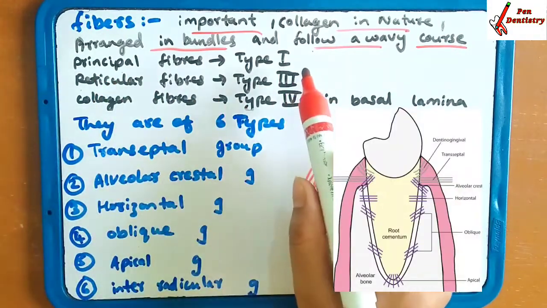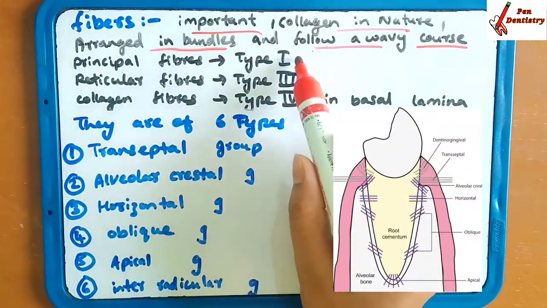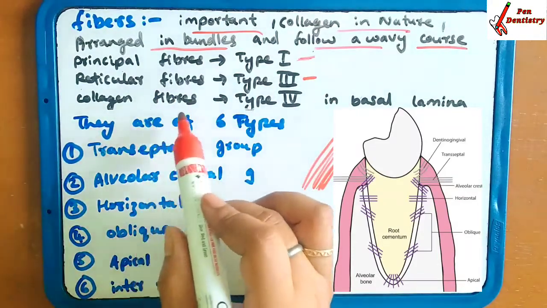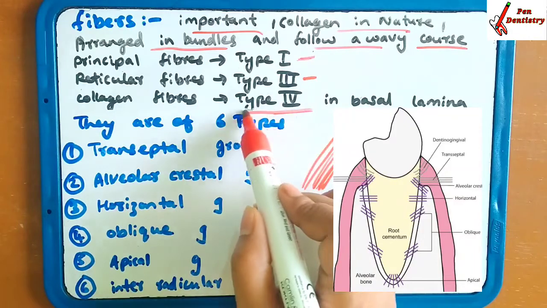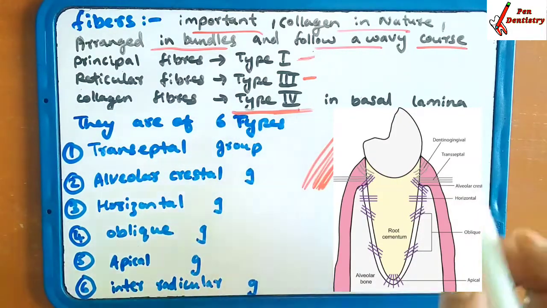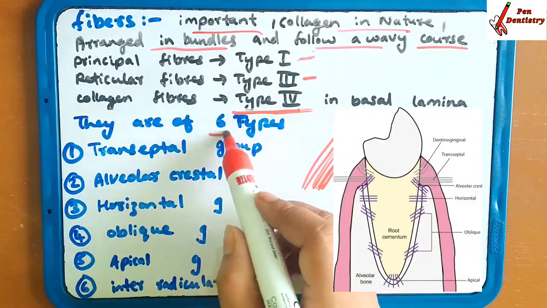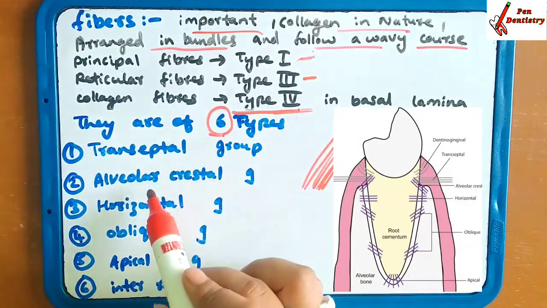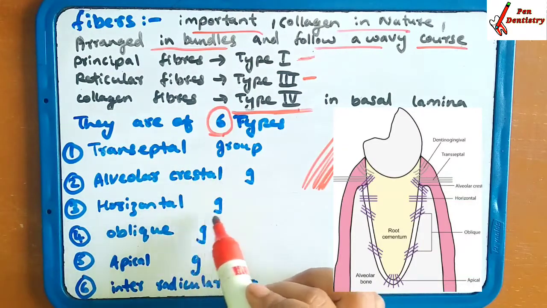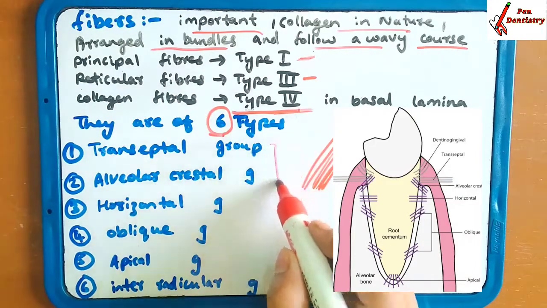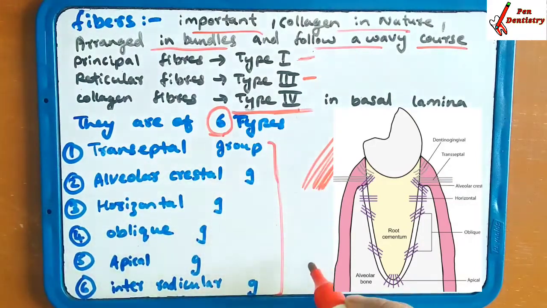Type 1 is principal fiber and type 3 is reticular fibers. Type 4 collagen fibers are present in basal lamina. The principal fibers are of 6 types: transseptal group, alveolar crest group, horizontal group, oblique group, apical and interradicular. These groups we are going to study in detail in our next lecture.